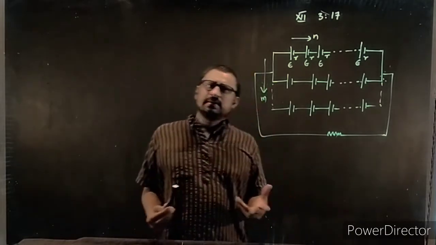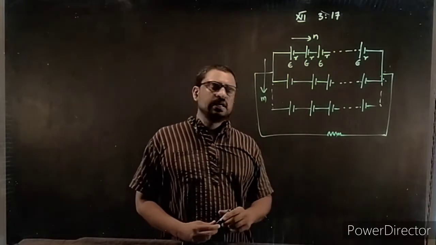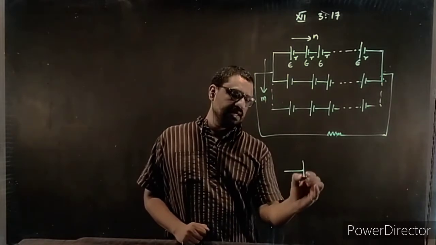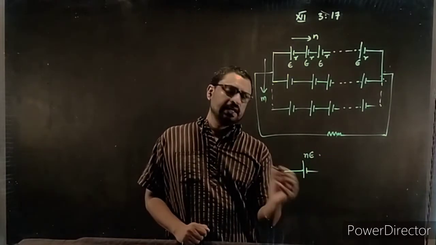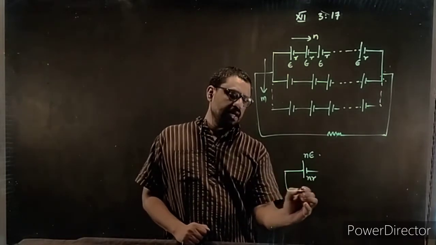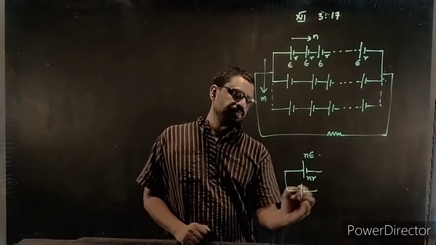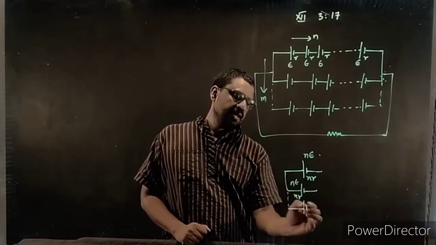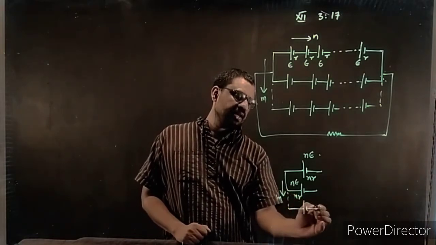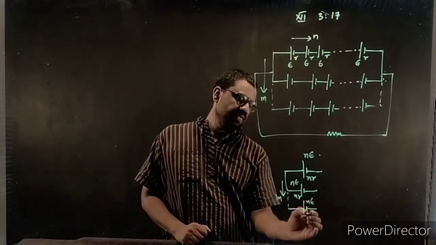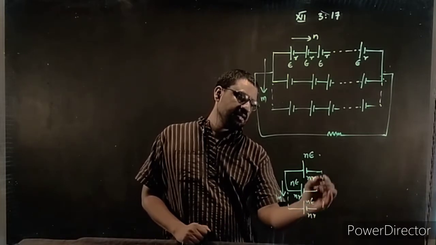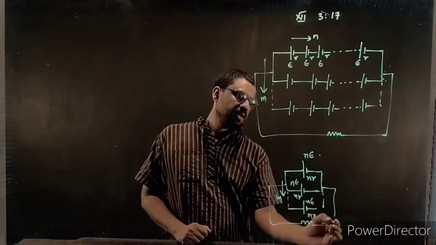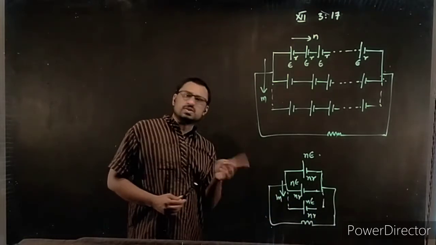Now let's simplify it. How can we simplify it? Take one branch. In that one branch, n cells are connected in series, so it will have an EMF nE and an internal resistance nr, and this is the same for all branches. And such m branches will be there. It's a very interesting thing, right? All will have nE EMF and nr resistance, connected to an external resistor capital R. So I simplified it as one branch, one cell.